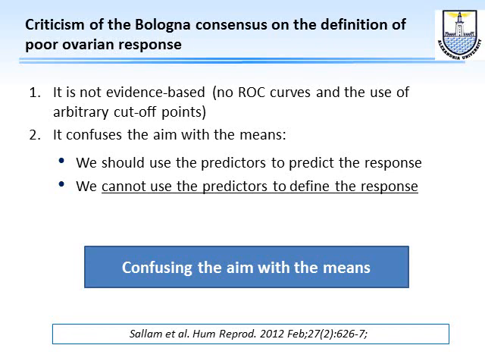But what is more important is that it confuses the aim with the means. Now, the predictors are meant to be used to predict the response. We cannot use the predictors to define the response. The predictors are predictors. They cannot be part of the definition. So in our humble but logical understanding, this confuses the aim with the means.